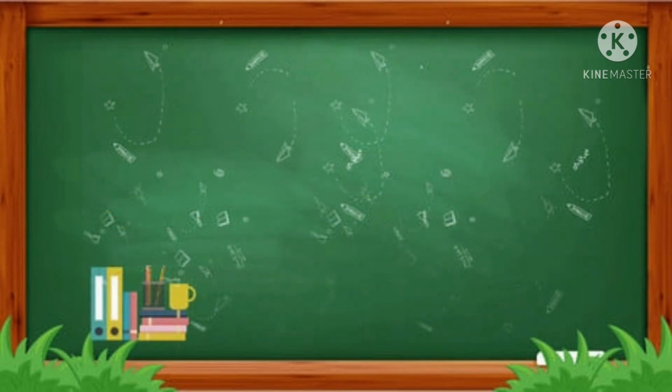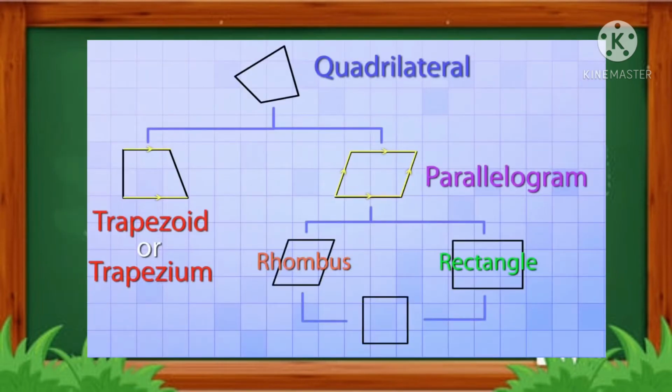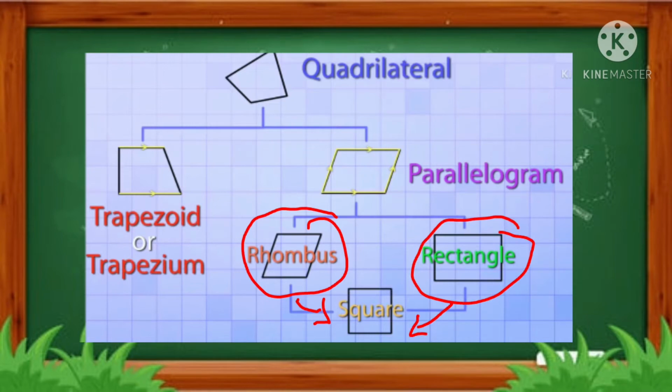And we know that there are several types of parallelogram called rectangle, rhombus, and square. A square can also be a rhombus or a rectangle because of its definition of 4 equal sides like a rhombus and 4 equal angles like a rectangle.